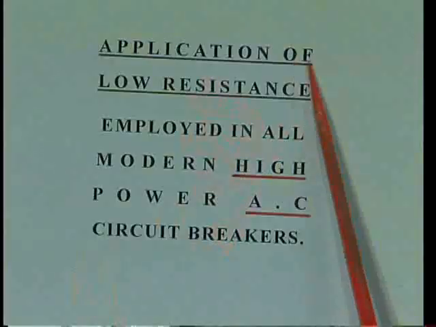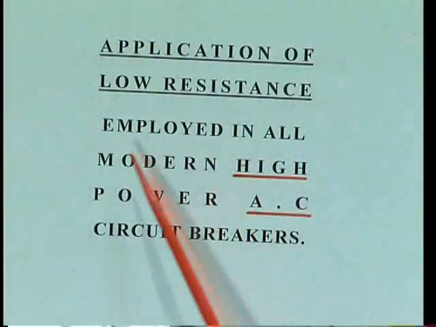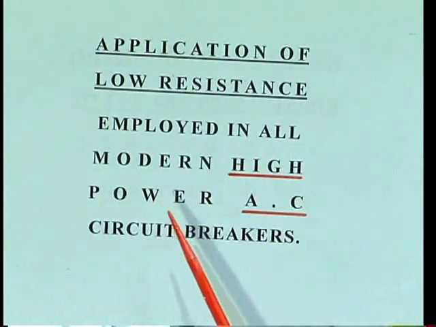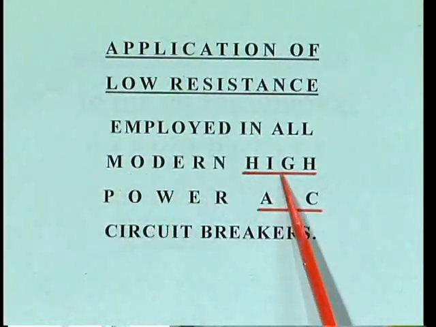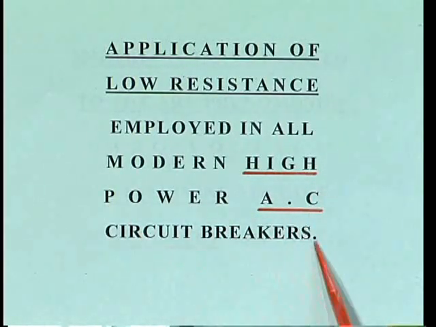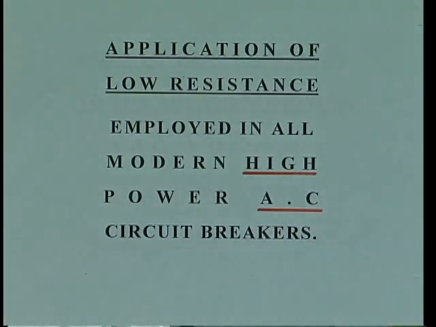So this low resistance method is employed in all modern high power AC circuit breakers. The high resistance method of arc quenching is used only for limited circuit breakers, that is, only for DC circuit breakers and low and medium capacity AC circuit breakers. Here the high resistance method is used in high capacity AC circuit breakers.